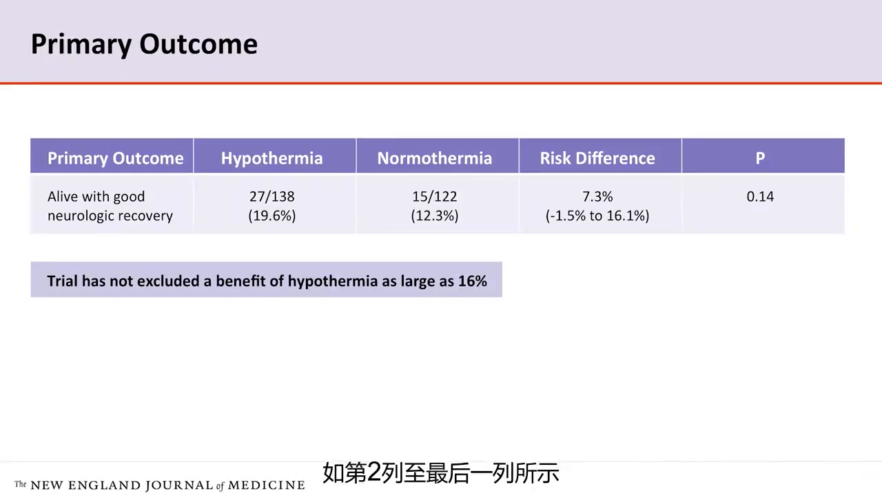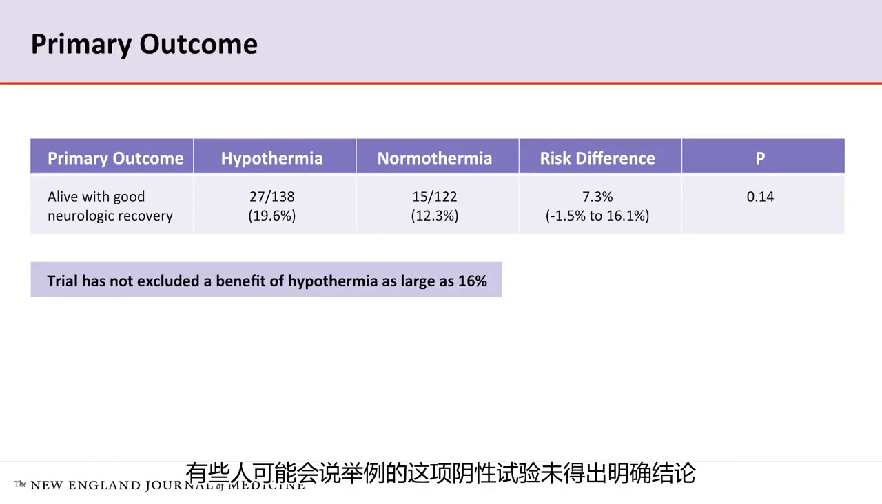As shown in the second to last column, the 95% confidence interval for the difference spans negative 1.5% to positive 16.1%, which means that the trial did not exclude a benefit as large as 16%. This is an example of a negative trial that some would argue was not conclusive.